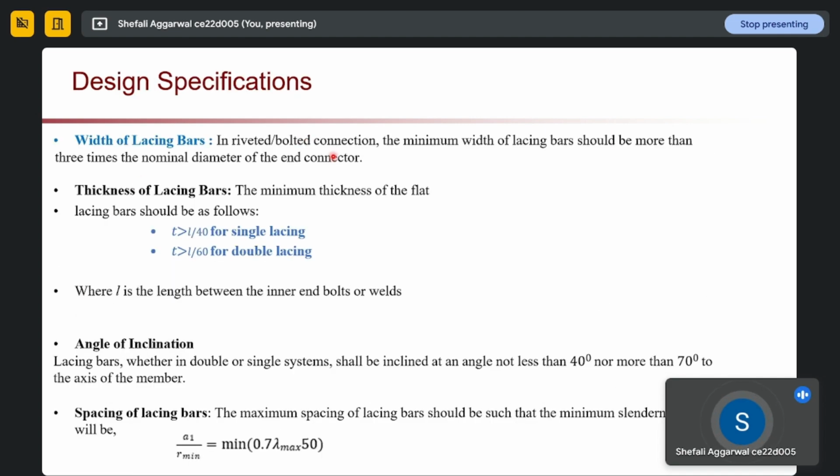Okay, so these are the various design specifications already given in our IS code. First is the width of the lacing bar. If we are providing rivet or bolt connections, the minimum width should be more than 3 times the nominal diameter of the end connector. Next is the thickness of the lacing bar. The minimum thickness depends on the length between inner bolts or welds. For a single lacing system, the thickness is given by L by 40, and for a double lacing system, by L by 60.